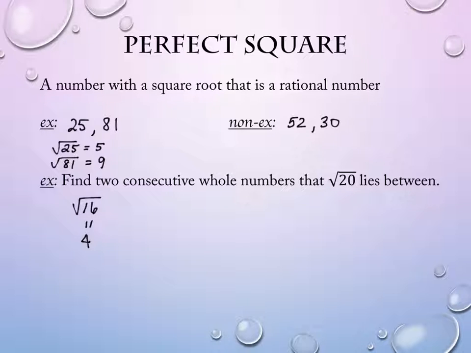If you take the square root, you get a whole number. It's fantastic. We want to do the same thing slightly above 20. What's a number bigger than 20 that has the same property? 25. So if I were to take the square root of 25, what would I get? 5. So what that tells you is that the square root of 20 is somewhere between 4 and 5. That's really what it tells you. So it says find two consecutive whole numbers that square root of 20 lies between. And the answer is between 4 and 5.